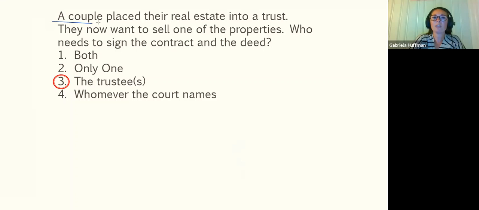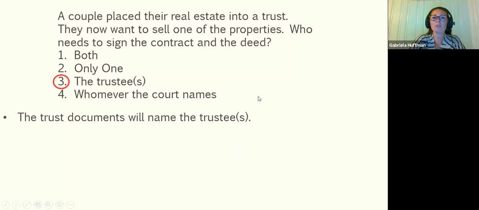Most of my students would stop me here and say, well, wait a minute, we've got a couple, so isn't it one to buy, two to sell? Typically, yes, but notice that this couple placed their real estate into a trust. So now we're going to default to the trust rules, which says the trustee is who we talk to.